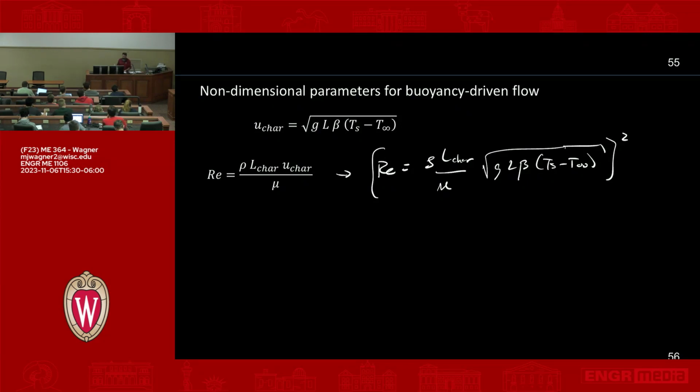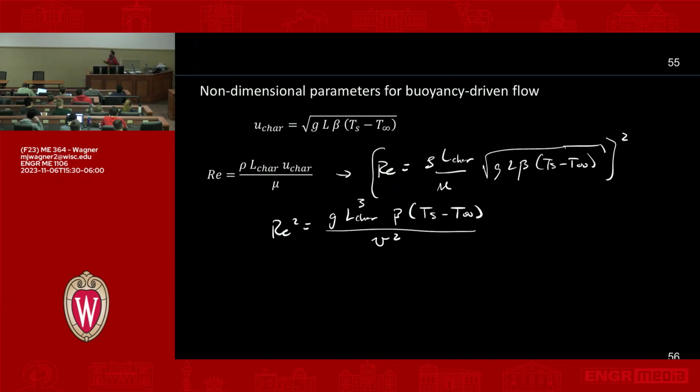And then what you're left with is Reynolds squared, all that stuff on the right. So let me just write this. Reynolds squared is equal to, simplifying a little, G L characteristic cubed times beta times Ts minus T infinity divided by, so we're going to combine together the density and the viscosity and use the kinematic viscosity nu. All right, so that's the nu squared in the denominator.